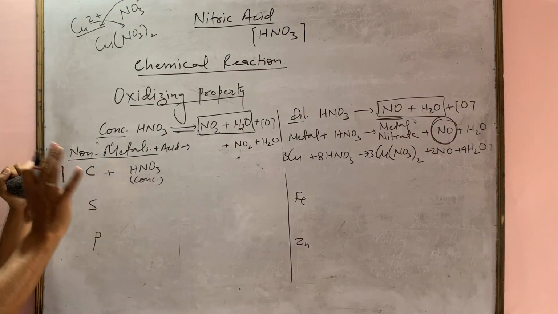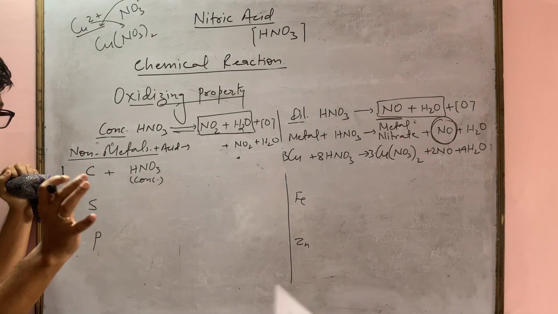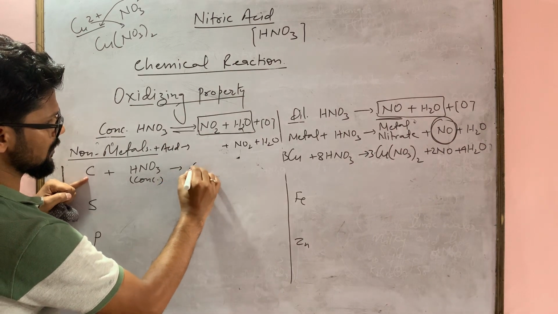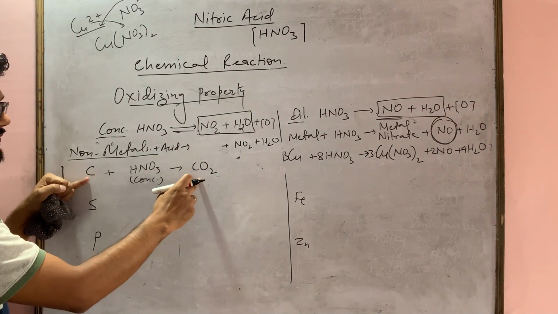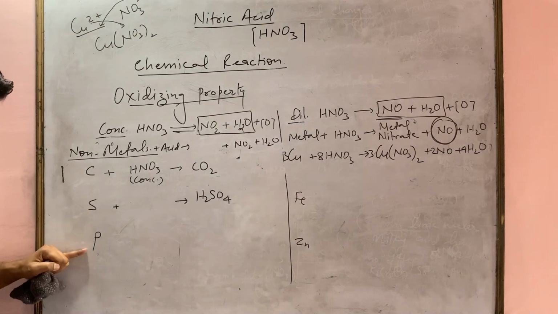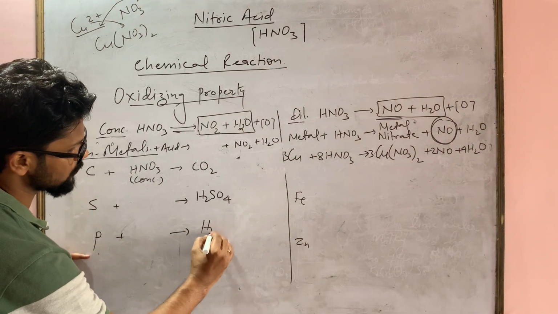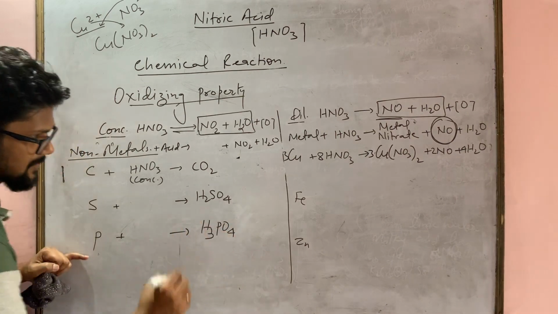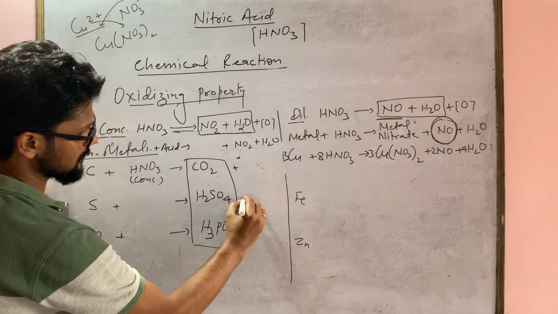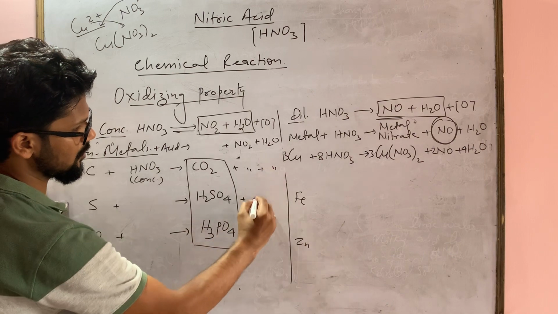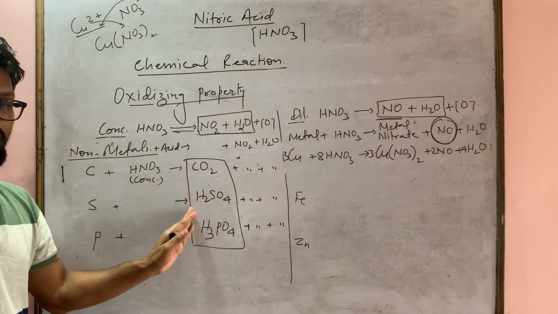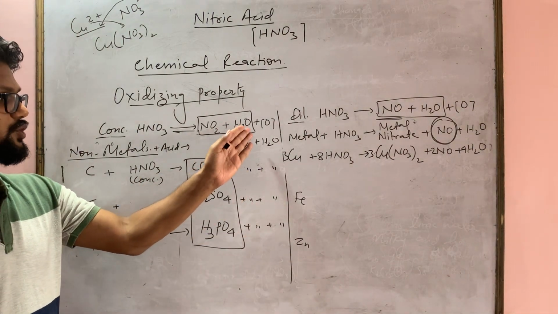Here you have to memorize the products. Here there is no concept as we saw in the previous. If you have taken carbon, it will give carbon dioxide. If you have taken sulfur, it will give sulfuric acid, and if you have taken phosphorus, it will give phosphoric acid. That you have to memorize, and the rest of the products will be the same in all the cases. It means you have to memorize only the main product, and these NO2 and H2O will be the same in all the cases.